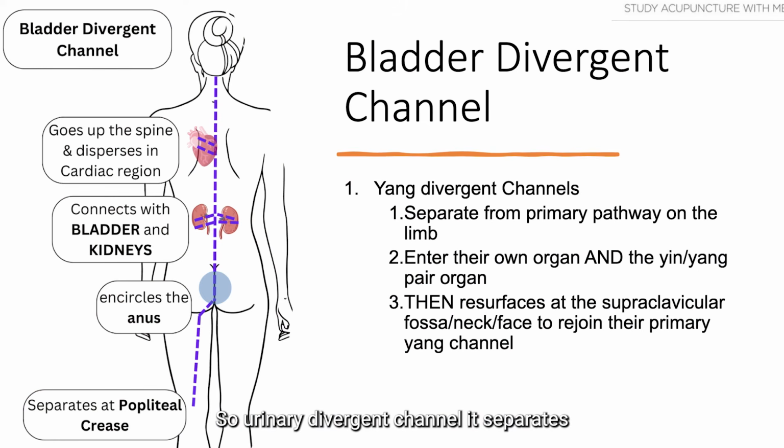So urinary divergent channel, it separates near the knee at the popliteal fossa around UB40. That's a major joint. The knee is a major joint. And the urinary bladder divergent channel diverges from the primary channel there. Now, the back road is that it goes through the thigh, it goes to the Zangfu organs. And so because this is the urinary bladder divergent channel, where is it going to go? It's going to go to the urinary bladder organ, and then it's going to go to the kidney organ. Now, after that, the divergent channel is going to go up the spine. It's going to hit your cardiac area. It's going to go to your neck. And what is it going to do? It's going to rejoin with the urinary bladder.